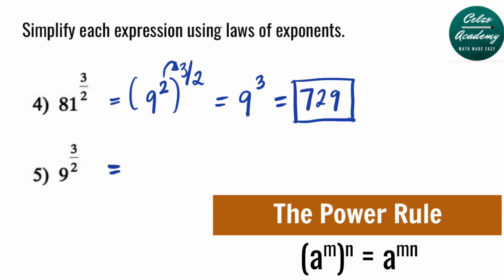Question 5. 9 to the power of 3 over 2. First, we need to rewrite 9 using a power of 2 or a multiple of 2. 9 is the same thing as 3 to the power of 2. Using the power rule, we will keep the base 3 and multiply the powers 2 and 3/2. 2 times 3 is 6. 6 divided by 2 is 3. So 3 to the third power means 3 times 3, 9. 9 times 3, we have 27.